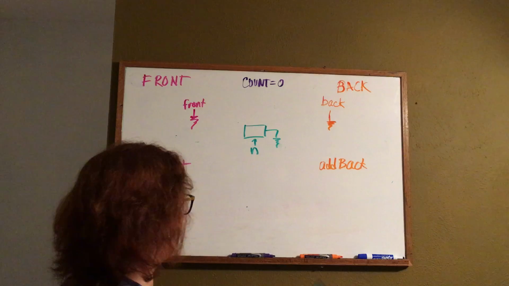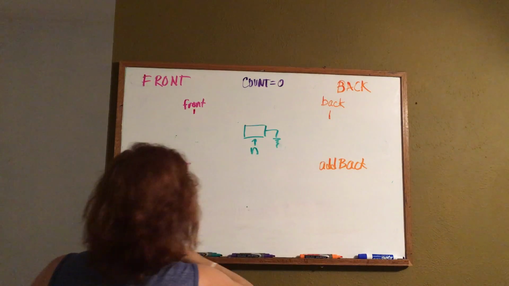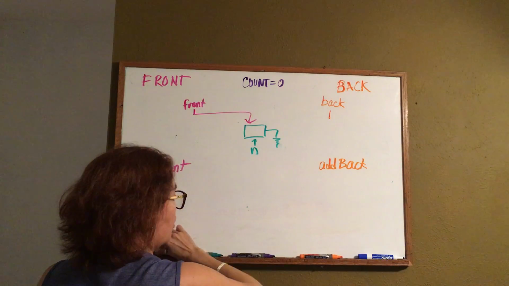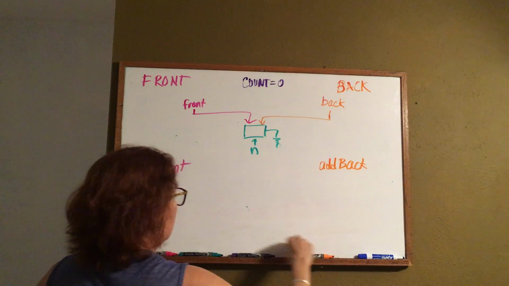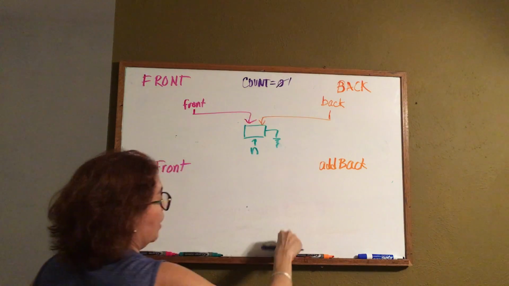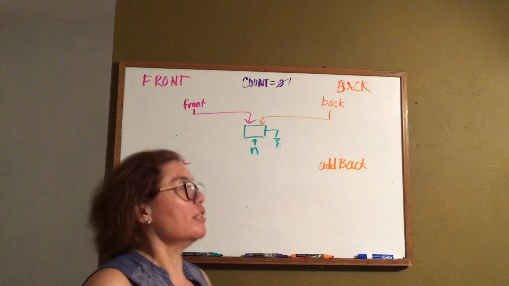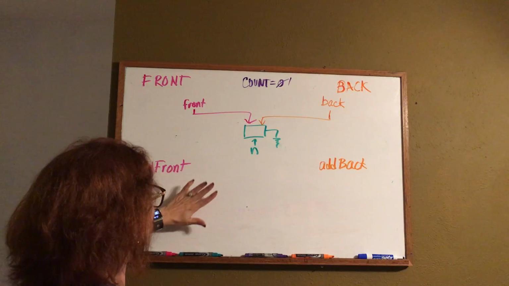But then I am going to move my references from front and back to actually reference this one. There you go, that is front. And I'm going to do the same with back. And I will increment my count to 1, okay? So the special case you kind of have coded, right? So now we're going to look at this and we're going to add to the front.